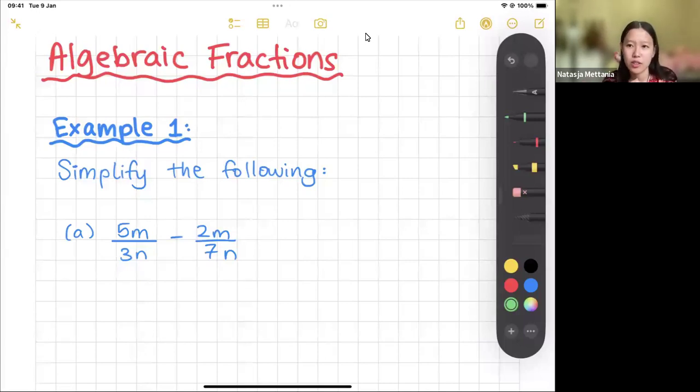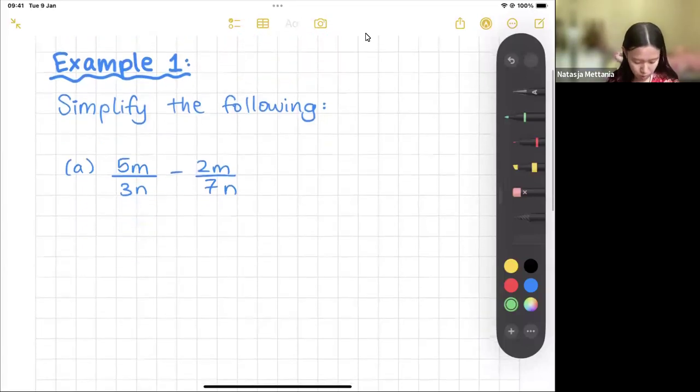on algebraic fractions. Okay, so algebraic fractions are basically normal fractions, but just with letters in them. Okay, so last lesson, what we looked at was adding and subtracting fractions, right? We're going to use those skills and that knowledge of adding and subtracting fractions in this video. Okay, so example number 1, simplify the following: 5m over 3n minus 2m over 7n.